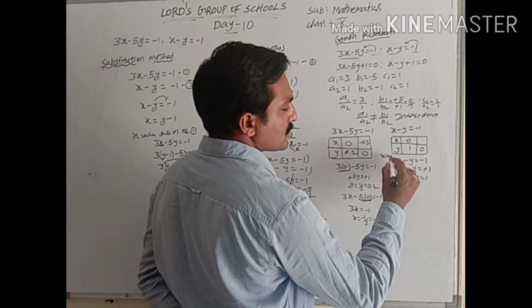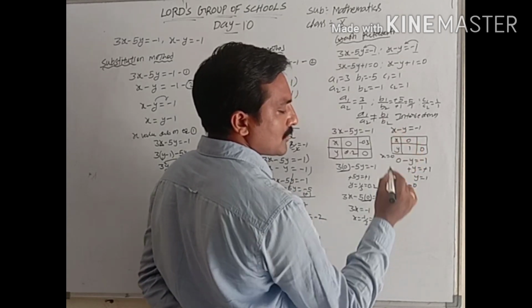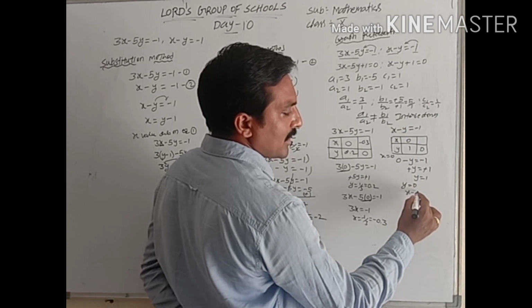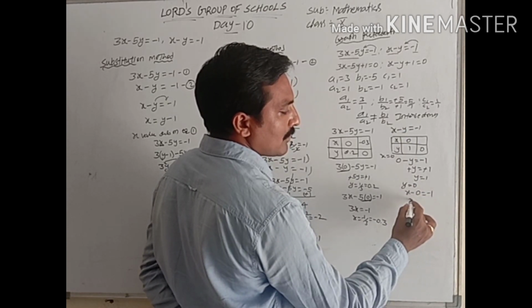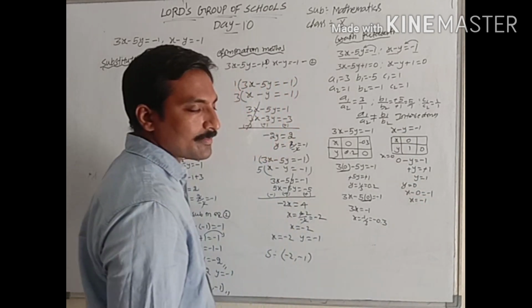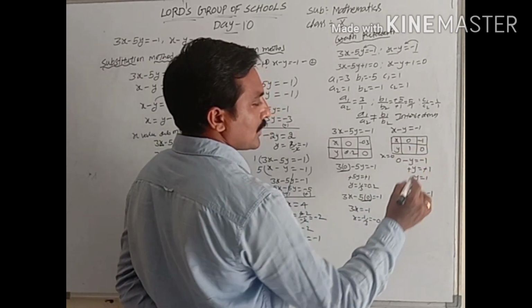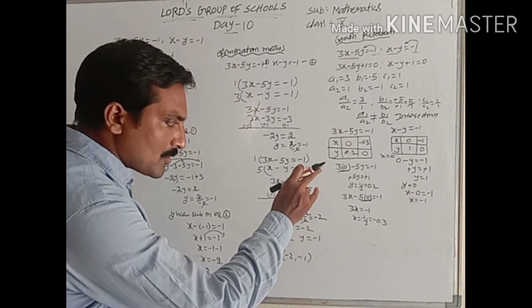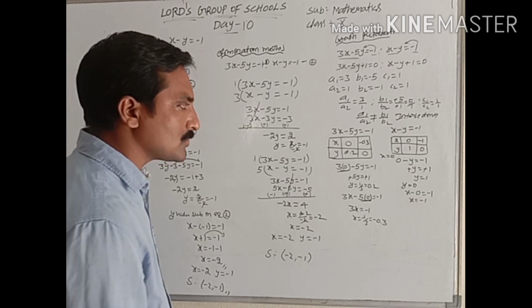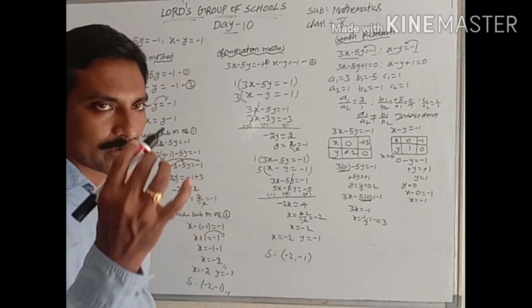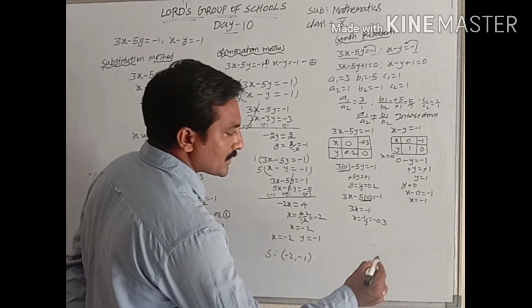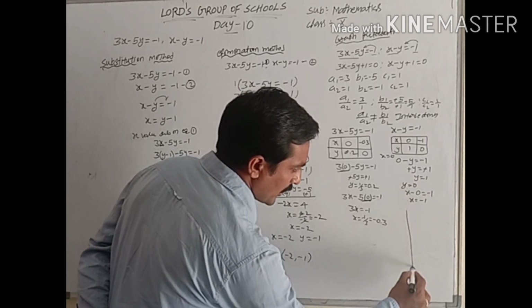Next, y value take 0. Here x is 0, this one. Here y is 0. Substitute in the same equation. X minus 0 is equal to minus 1. X is equal to minus 1. Means x value is minus 1. In each table you got 2 ordered pairs. These two ordered pairs you have to take on a graph sheet and represent. See, I will draw it here simply.